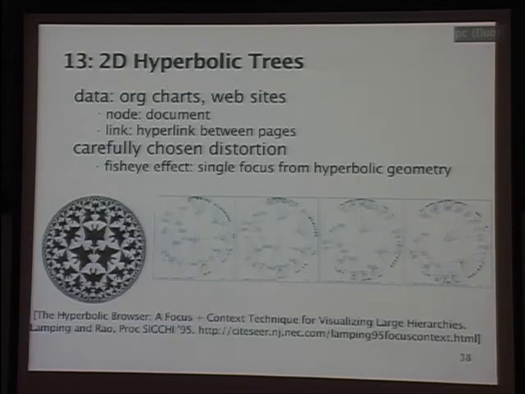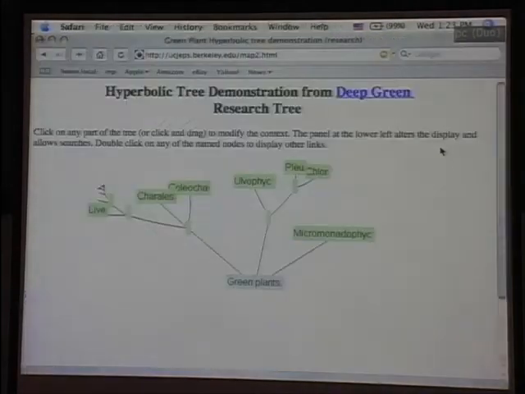So this is using a single focus. There's essentially one thing that's large in the middle, and then things all fall off around that. This is using the mathematics of 2D hyperbolic geometry. Let me actually just show you a quick demo to get a sense of what that's about.